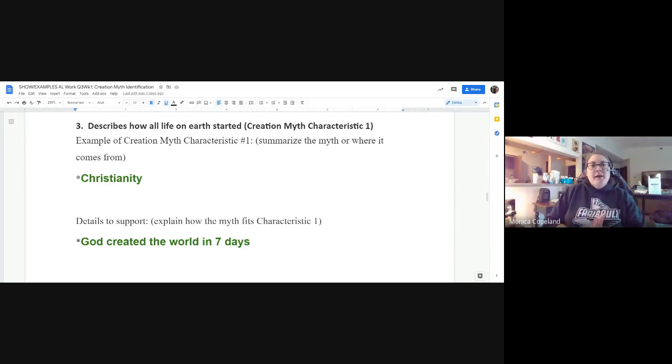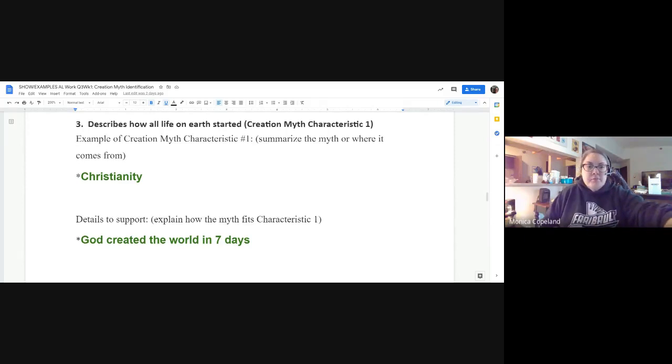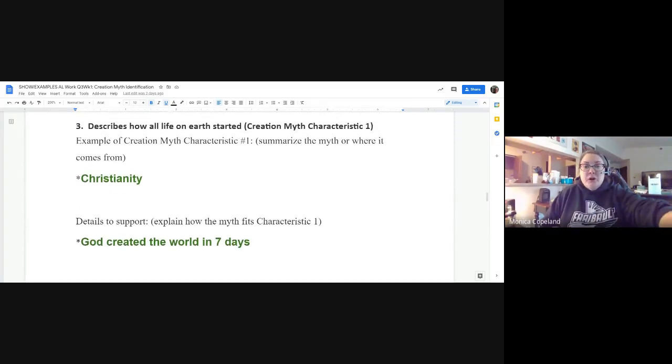So for number 3, describes how all life on Earth started. So creation myth characteristic 1. I took my example from Christianity. And like I said, if you have a religious faith, you can absolutely include that in these answers here. Details to support. So how do I know it fits? Describes how all life on Earth started. So I wrote, God created the world in 7 days. That's how I know it fits, because there's that creation portion. Pause so you can get that, and then we'll move on to number 4.